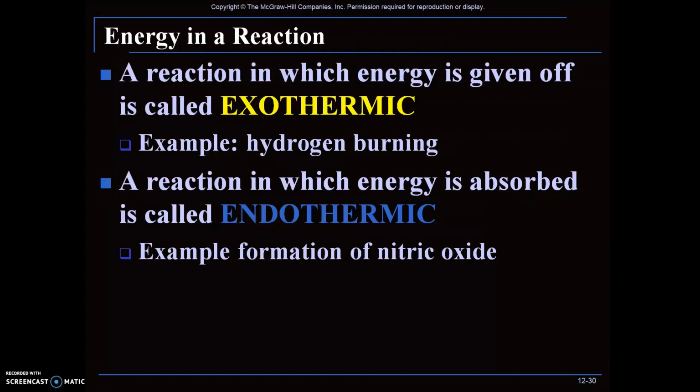Energy in a reaction. A reaction in which energy is given off is called exothermic. The example is hydrogen burning: whenever you add hydrogen to oxygen, it gives off water as well as a huge amount of energy. A reaction in which energy is absorbed is called an endothermic reaction. The example is nitric oxide. The formation of nitric oxide consumes energy, and the formation of water releases energy. The one which releases energy is called exothermic. The one which consumes energy is called endothermic.